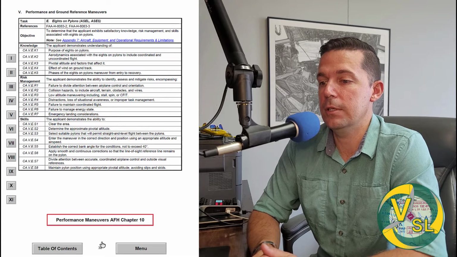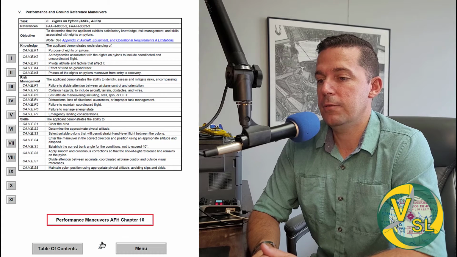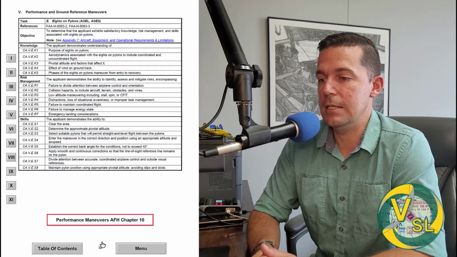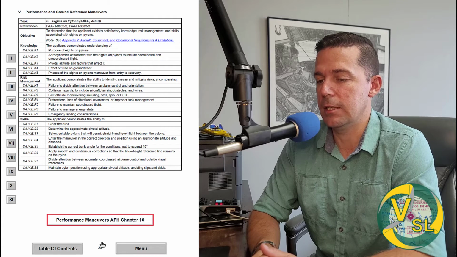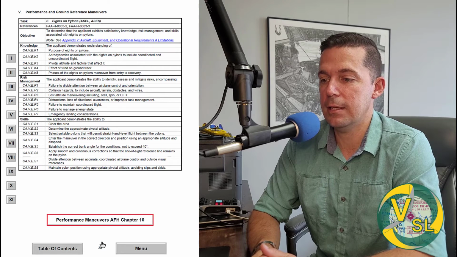Skill 4, enter the maneuver in the correct direction and position using the appropriate altitude and airspeed. Skill 5, establish the correct bank angle for the conditions, not to exceed 40 degrees of bank. Skill 6, apply smooth and continuous corrections so that the line of sight reference line remains on the pylon.